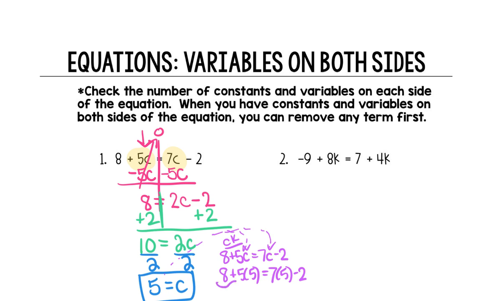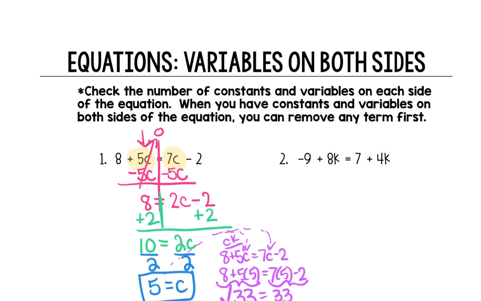Now we can just plug this whole thing right into our calculator. 8 plus 5 times 5, that is going to give me 33. And we can do the same thing on this side, plug this right into our calculator. 7 times 5 minus 2, that's also going to give me 33, and that shows that we check right here.